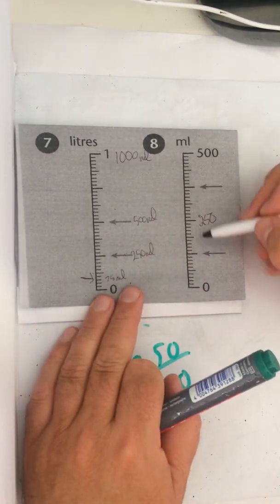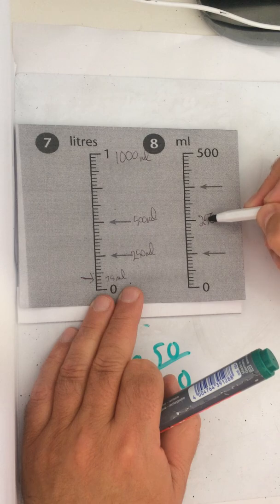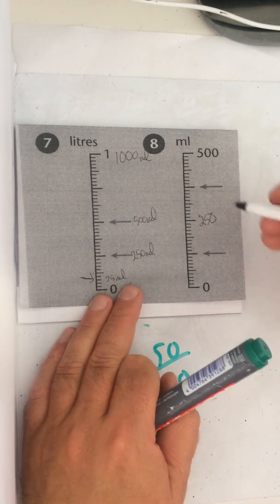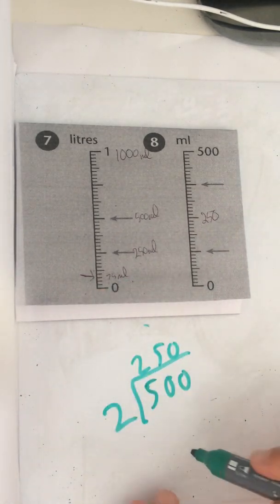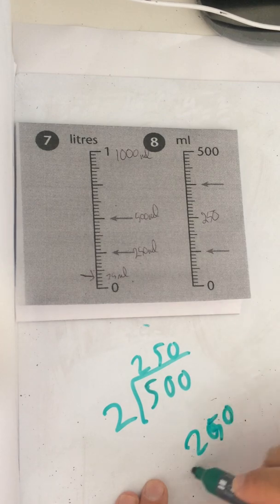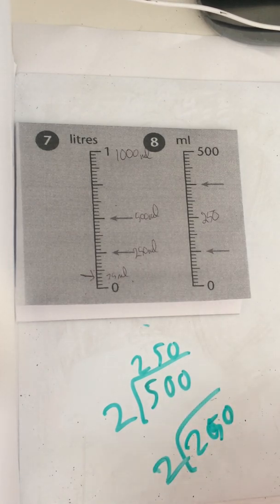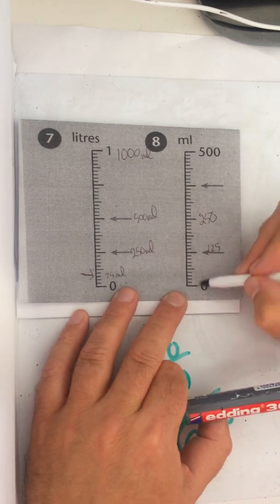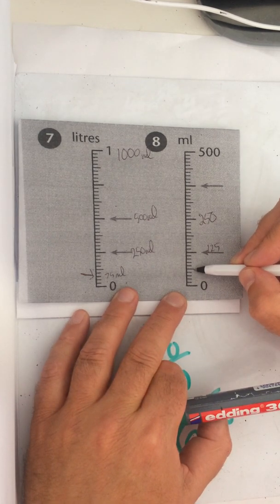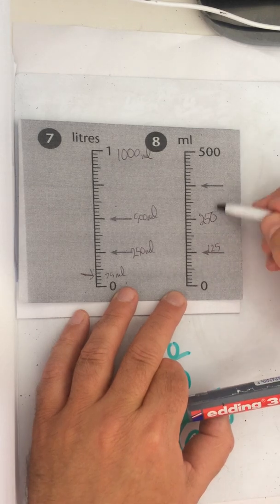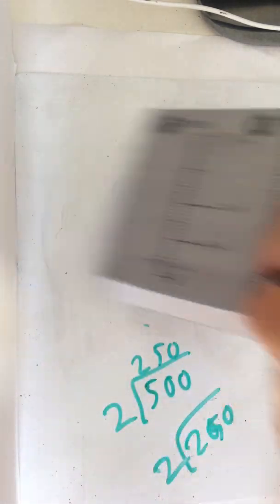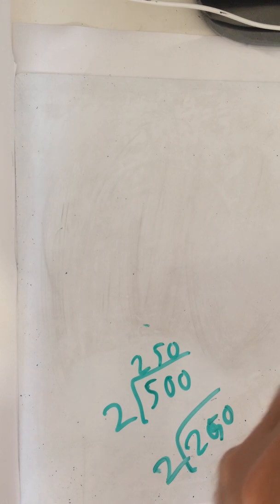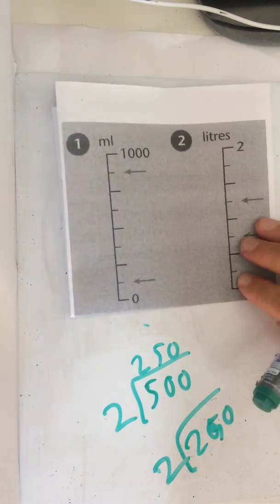And again, it gets a bit trickier from here because then we're going to halve the 250. And again, if you can't do that in your head, 250 divided by 2, halve it. 125. And again, so we can work out what these smaller ones are here. It gets a bit tricky when we get those really small ones, but it's just treating it as a normal number line.